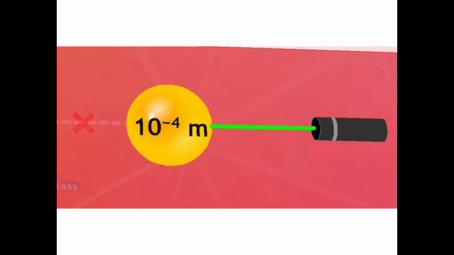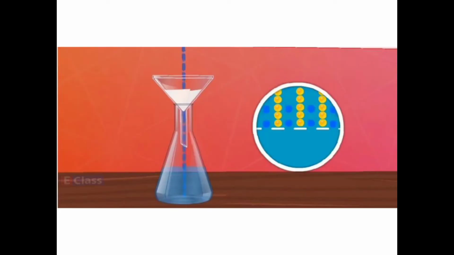Is this part clear? So we have seen a solution, which we cannot separate using filter paper. A suspension can be separated, so we are able to do it. Those particles are not able to pass through the holes which are present, so they remain on the paper only.